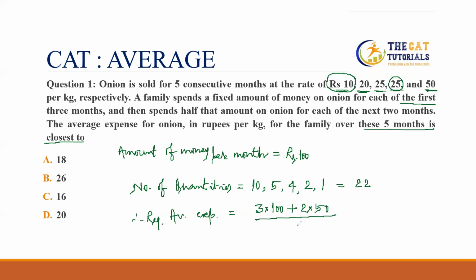This one is divided by 22. When we solve this, it is closest to 18. So we can see which option is the answer. The first option is the answer to the question.